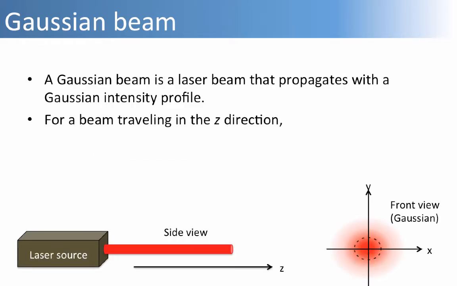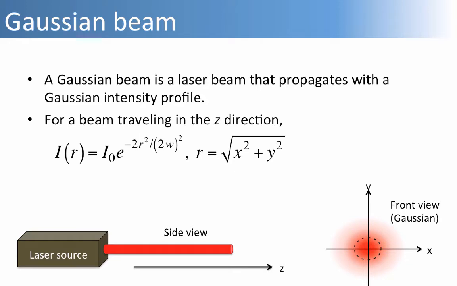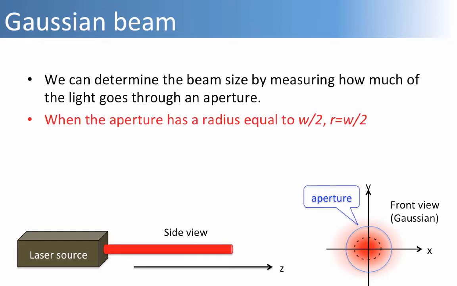First, for a beam traveling in the z direction, the intensity of our beam is I naught e to the minus 2r squared over w squared, where w is the beam width. So this is a Gaussian. We will again see how to relate w to other parameters. The beam width w is inserted here into our Gaussian function, and r is simply the radius of the beam. Notice that for an aperture with a radius equal to the beam width, our intensity function becomes I naught e to the minus 2.